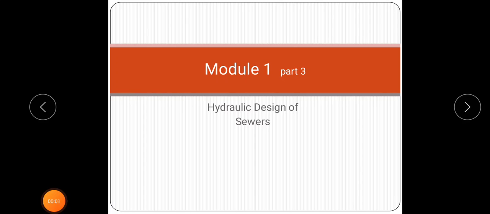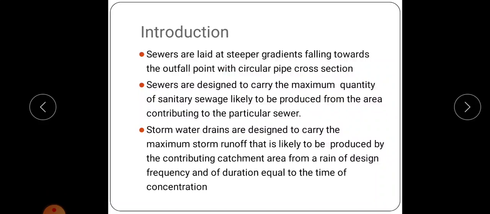Good morning, students. So the next topic is hydraulic design of sewers. Usually these sewers are circular in cross section, and are laid at a steeper gradient, falling towards the outfall point. Okay, and these sewers are designed to carry the maximum quantity of sanitary sewage which is likely to be produced from the area which is contributing to the particular sewer.